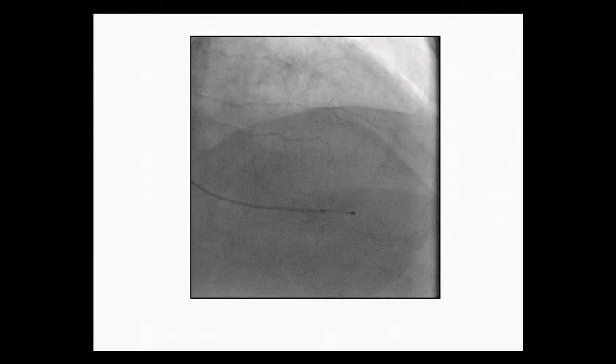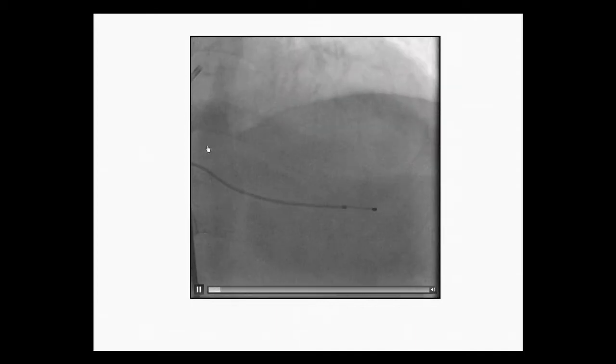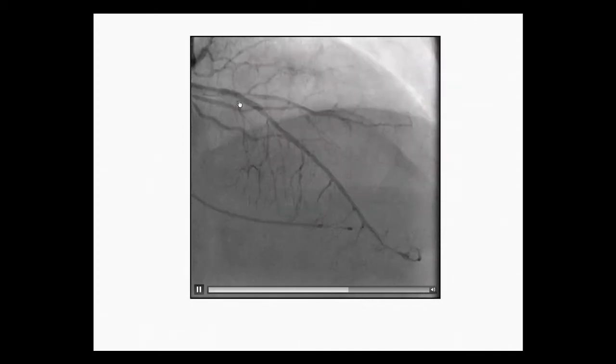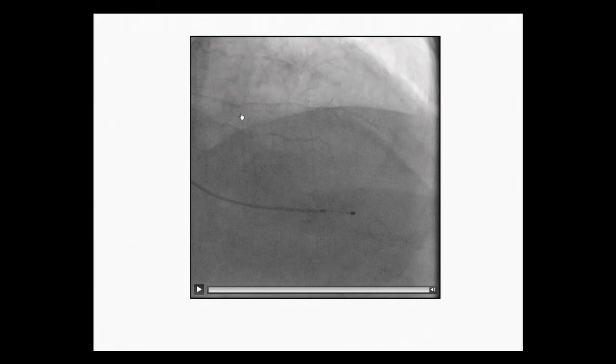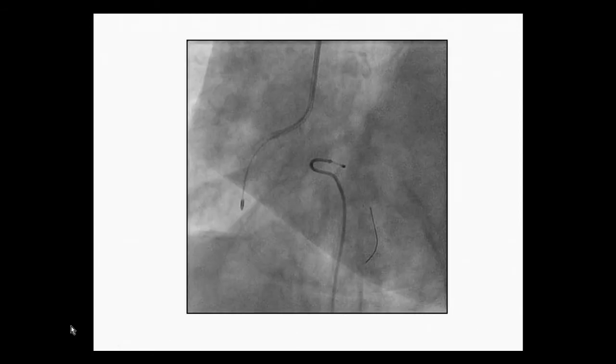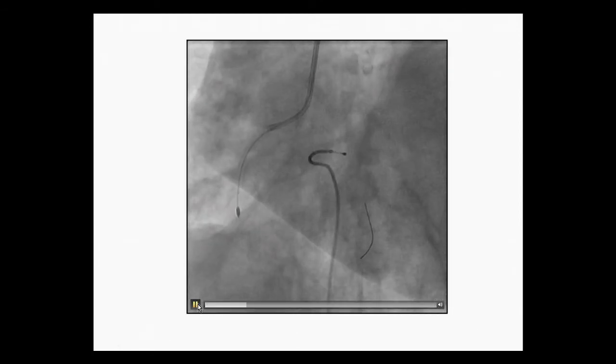Cangrelor was started at the time of the rota. There's a dissection, a small linear dilating dissection. So we did 10, 15 minutes of balloon inflation to keep it open. This is okay, right? Pretty good balloon result. And there's another rota. Look at the right one.